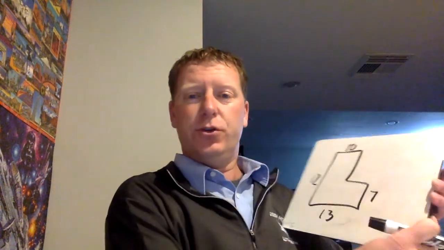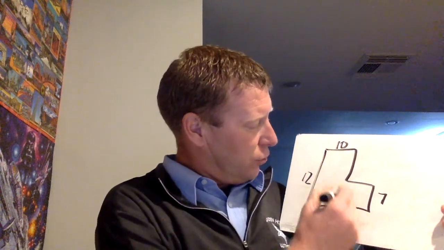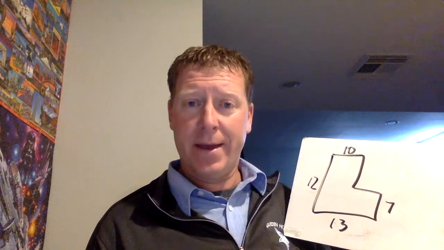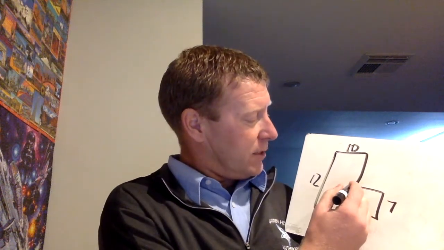So you have an L shape. They gave you the numbers 10, 12, 13, and 7. Now you have two choices, guys, when you have this. You can either drop a line vertical or you can drop a line horizontal. It doesn't matter. Both will give you the same answer. Okay, I'm going to show you this. So here's how I do it.